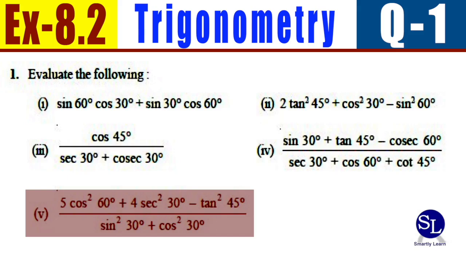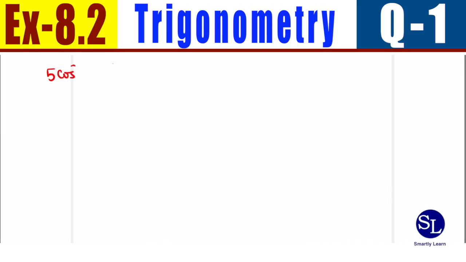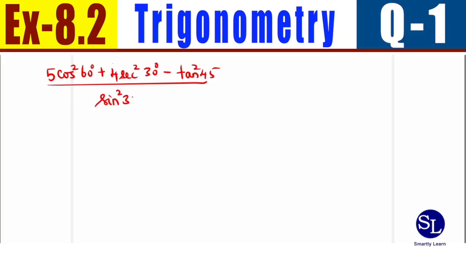Now let's take up the fifth subdivision in this question: (5 cos² 60 + 4 sec² 30 − tan² 45) / (sin² 30 + cos² 30). So now let's write it out. 5 cos squared 60 plus 4 secant squared 30 degrees minus tan squared 45, the whole thing divided by sin squared 30 plus cos squared 30. So now let's start writing the values.